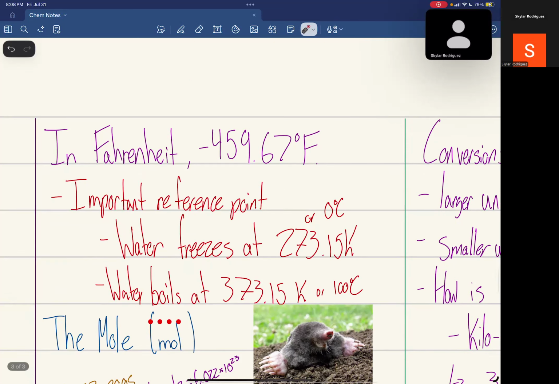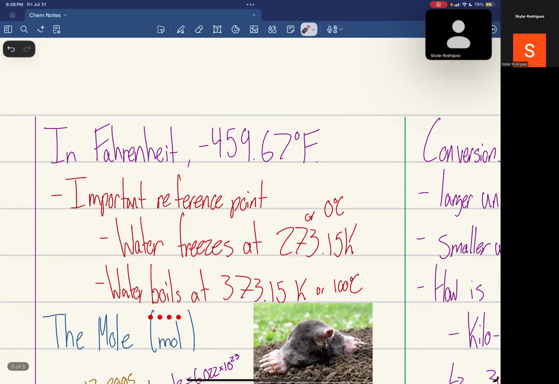Important reference points are that water freezes at 273.15 Kelvin or 0 degrees Celsius, and water boils at 373.15 Kelvin or 100 degrees Celsius.